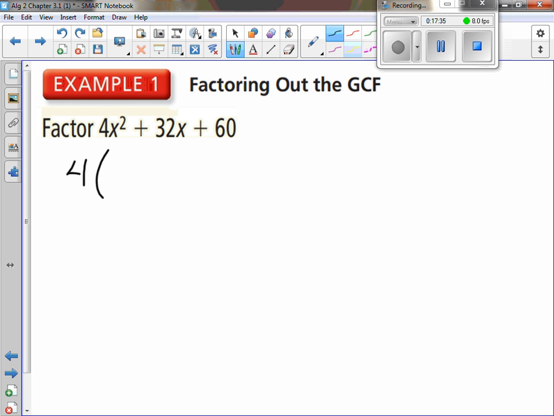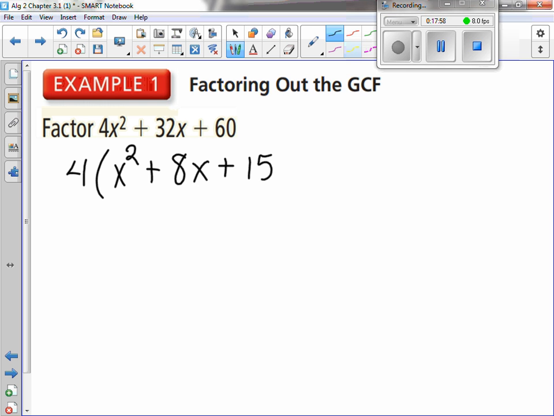We'd write down 4. Well, 4x squared divided by 4 would just be x squared, because 4 divided by 4 is 1. Now, 32x divided by 4, well, we'll have x, and this would be 8. And 60 divided by 4 leaves 15. Okay, we did that. What's our next step? 2 sets of parentheses with 3 spaces.